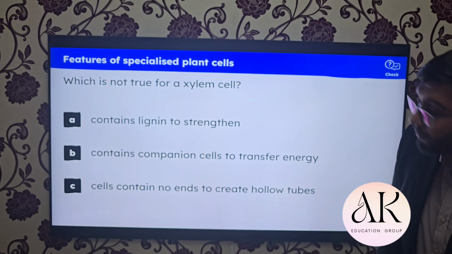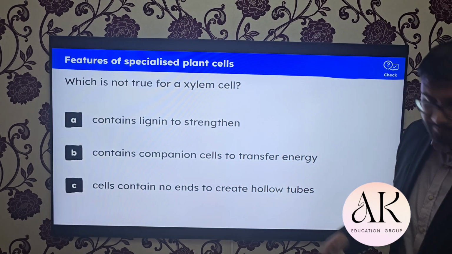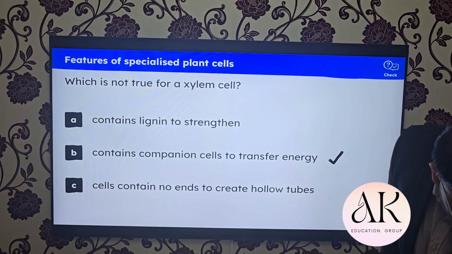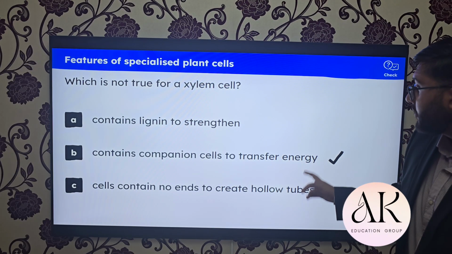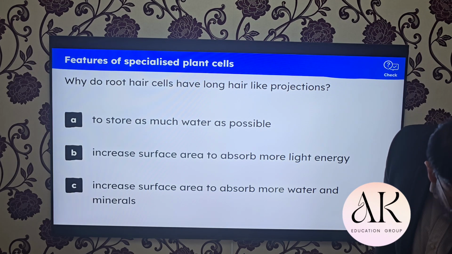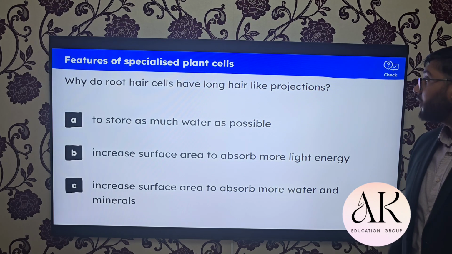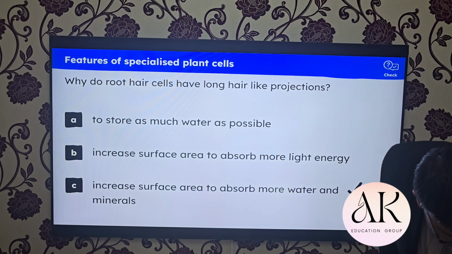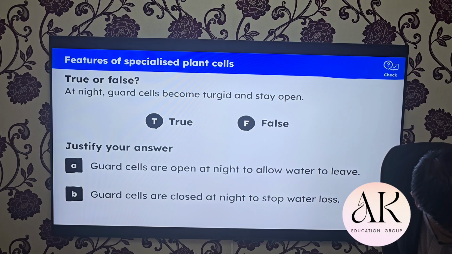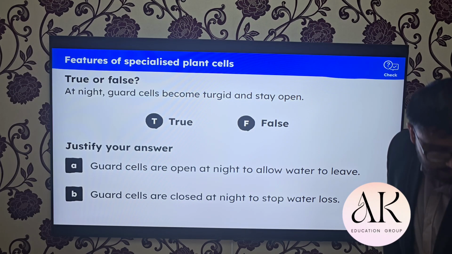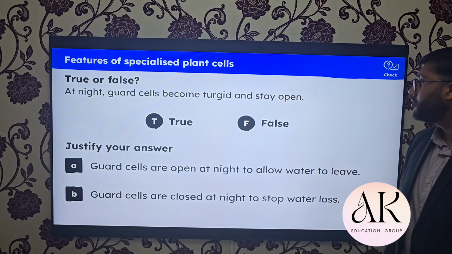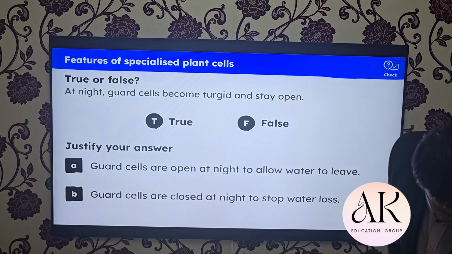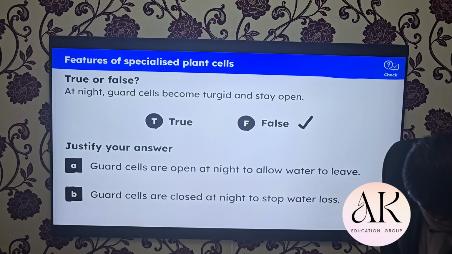Now, if you want to pause the video or have a go at this question, let us know the answer. It's B, contains companion cells to transfer energy. Why do root cells have long hair-like projections? What do we think, guys? Let us know. Right, question 3. At night, guard cells become turgid and stay open. True or false? Let us know, guys. Here's the answer. False and B.